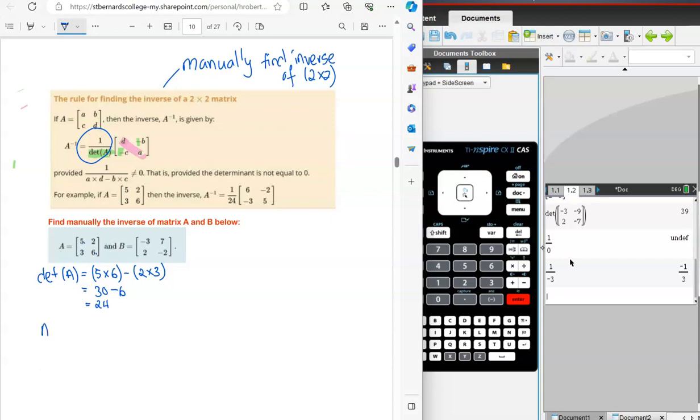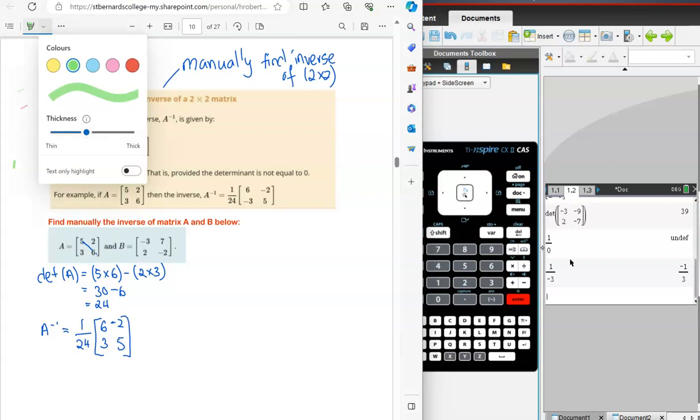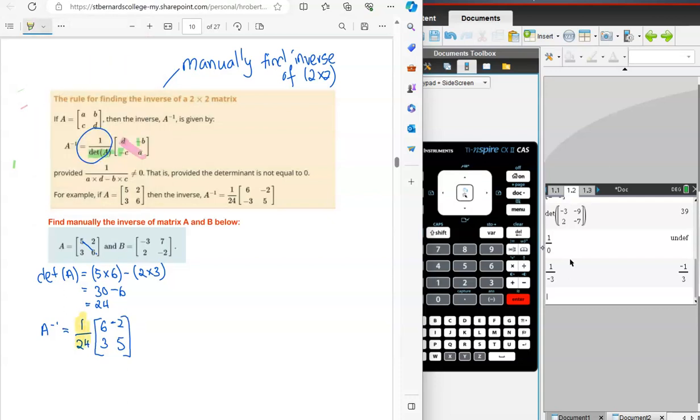So now when I go to find the inverse of matrix A, I have to do 1 over the determinant, which is 24, and then I'm going to swap these two numbers. So 6 comes up here, 5 goes down there, and I make the other two negative. Okay, so that's that far. Now this number out here is what we call a scalar. And if you remember, when we want to multiply by a scalar, we multiply everything inside the matrix by that scalar number.